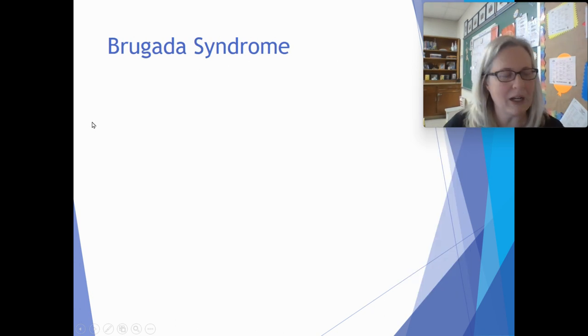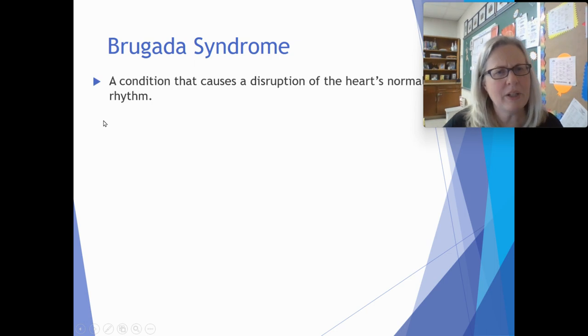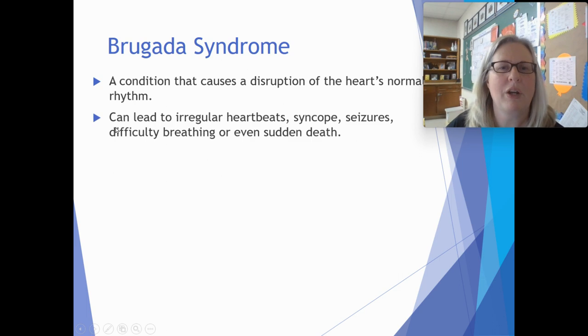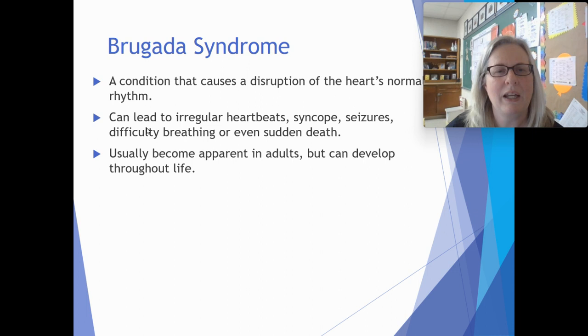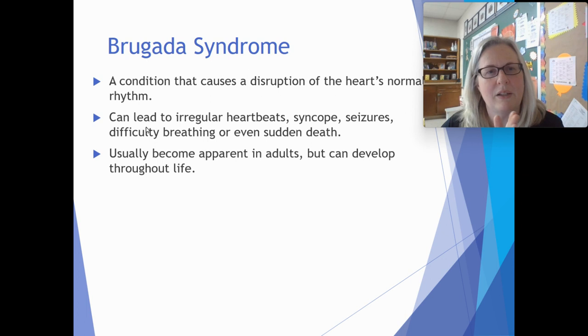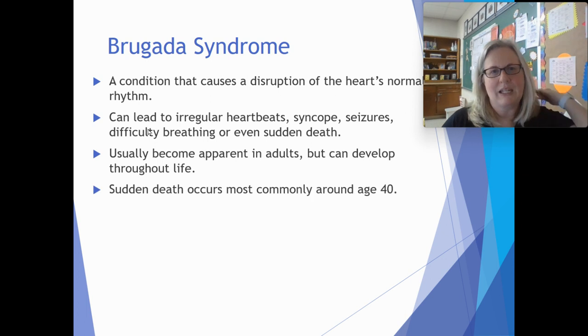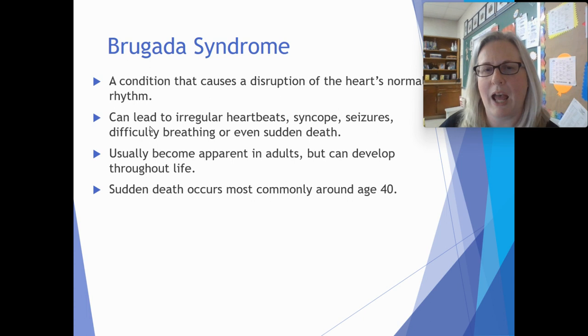All right, so Brugada syndrome, I actually have a friend with this. It is a condition that causes a disruption of the heart's normal rhythm. It looks weird, okay? It can lead to other things. It's usually the first sign before you have something else, like an irregular heartbeat, like if you pass out. You can have seizures, breathing problems, even sudden death. My friend was freaked out when he heard this. It's rare that it's going to be sudden death. But it typically comes in adults, but it can be throughout life. It's typically like 30s to 40s is where it shows up. So sudden death occurs most commonly around age 40 if it's going to happen.